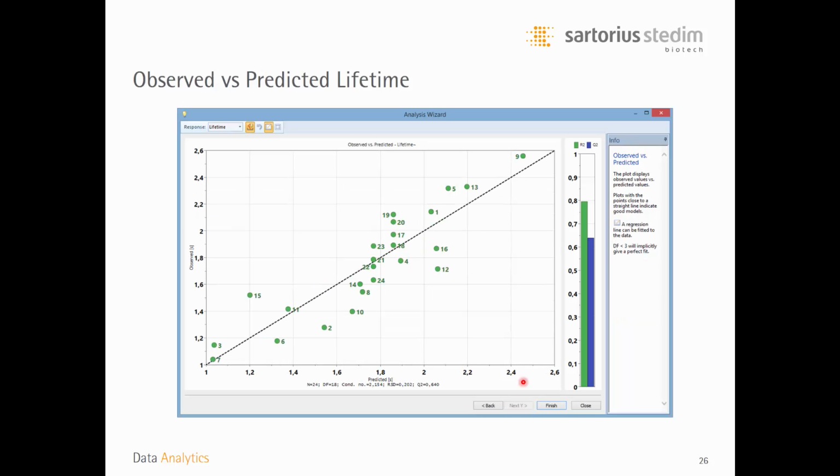The last plot inside the analysis wizard is the so-called observed versus predicted plot. So we see the observed lifetime versus the predicted lifetime in the logarithmically transformed unit. And we have a very good agreement between measured lifetime and predicted lifetime.